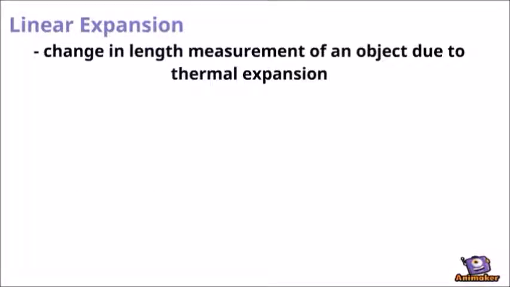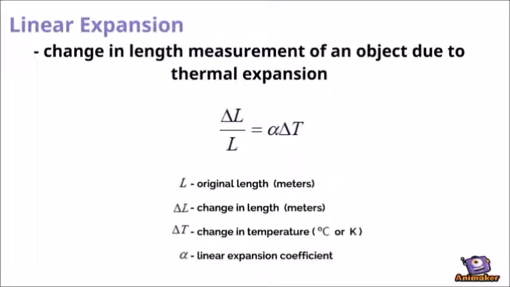Linear expansion is the change in length measurement of an object due to thermal expansion. It is related to temperature change by a linear expansion coefficient. It is the fractional change in length per degree of temperature change. The formula for linear expansion is delta L over L is equal to alpha delta T, where L is the original length, measured in meters, delta L is the change in length, measured in meters, delta T is the change in temperature, measured in degrees Celsius or Kelvin, and alpha is the linear expansion coefficient.